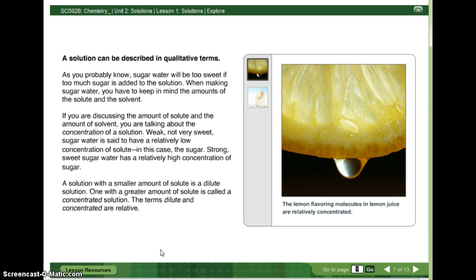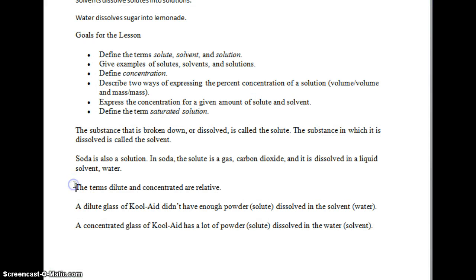A solution with a smaller amount of solute is a dilute solution. One with a greater amount of solute is called a concentrated solution. The terms dilute and concentrated are, of course, relative, because it could, for example, be according to how somebody says it tastes. All right, so I added this to our notes. The terms dilute and concentrated are relative.